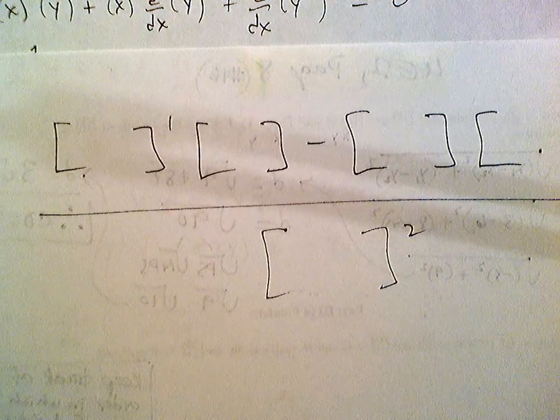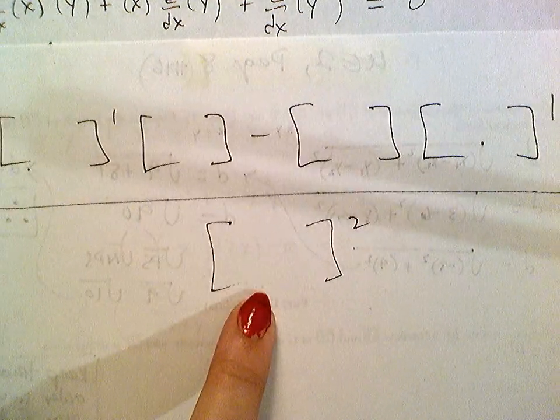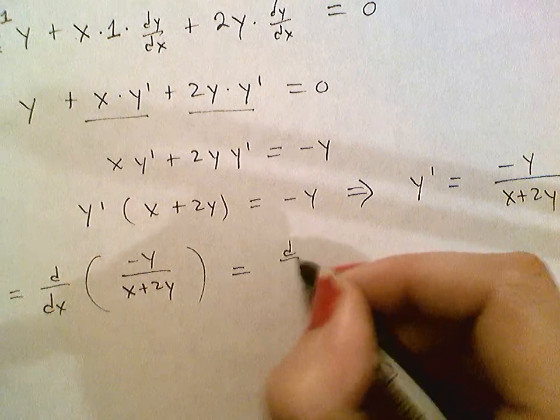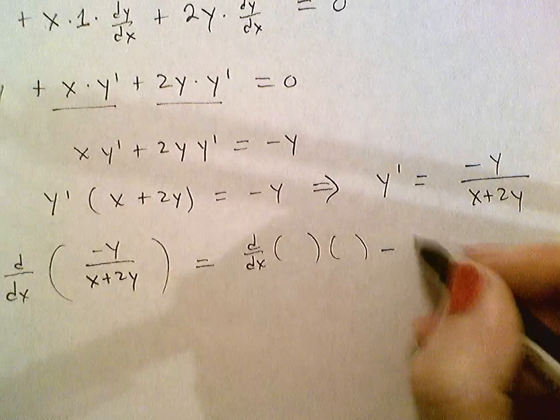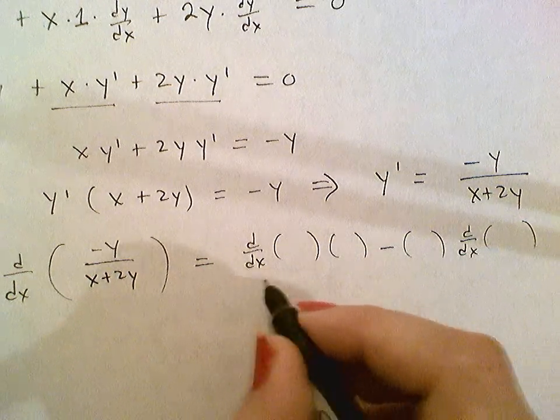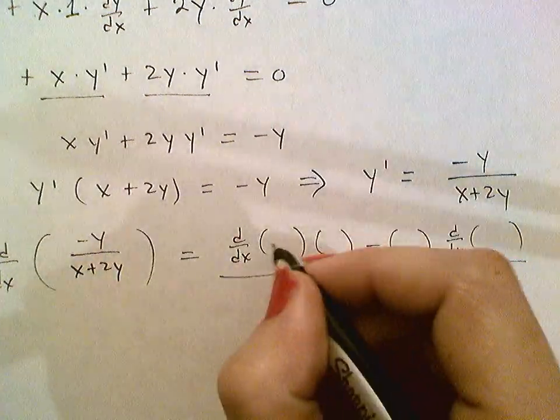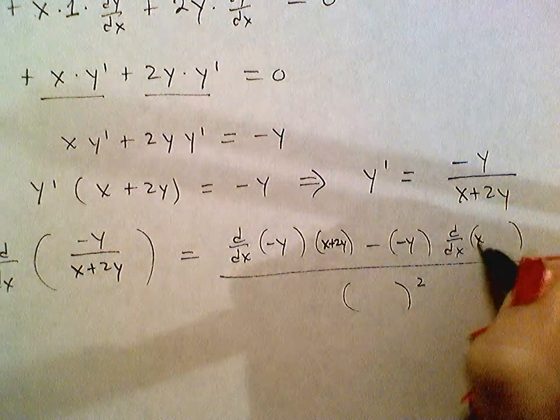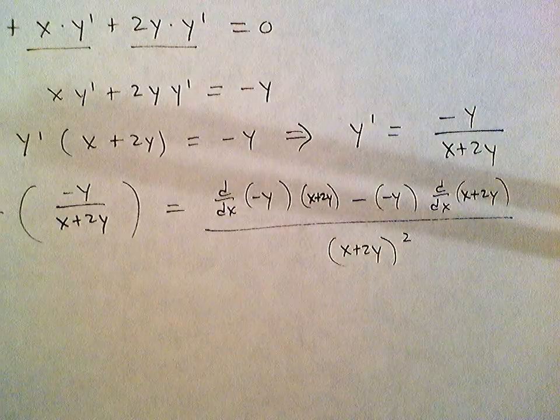Okay, so here's the quotient rule. It's f prime g minus f g prime, all over g squared. But I'm going to set up this same thing using Leibniz notation. So I'm going to have d dx of the top function times the bottom function, minus the bottom function times d dx of the top function. And then this is all going to be over the bottom function squared. All right, so here's negative y. Here's x plus 2y. Negative y, x plus 2y. And then down here is just x plus 2y squared.